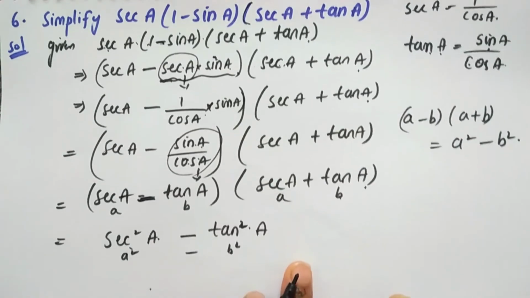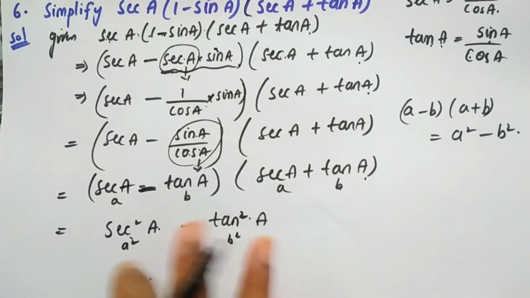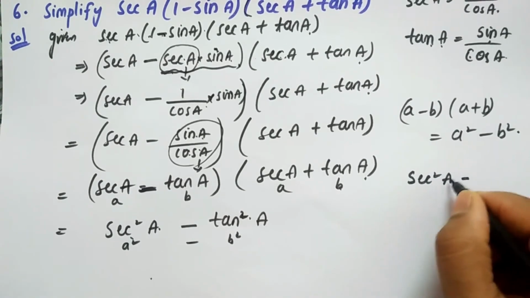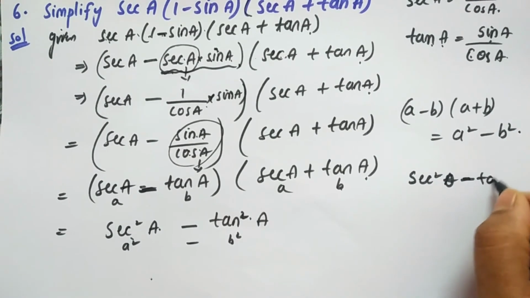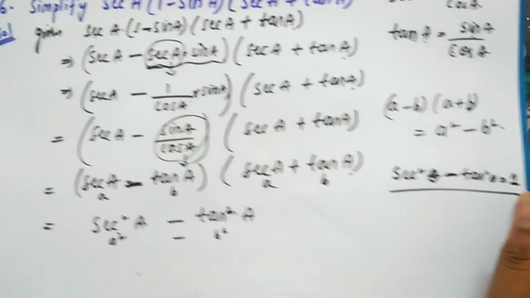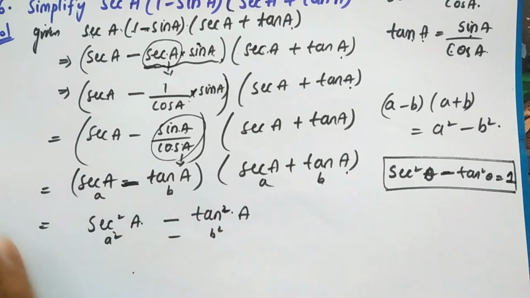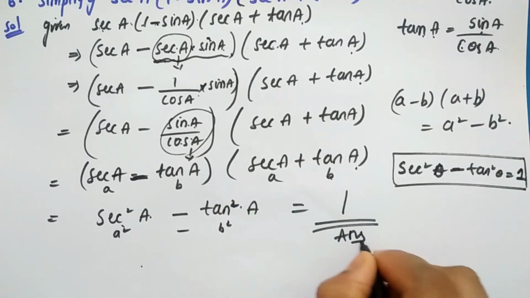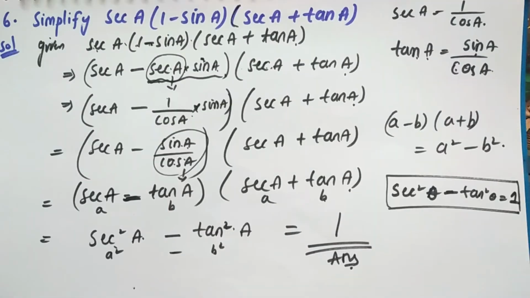Now, do we have any identity relating to tan and secant? Yes, we do have. That is secant square theta minus tan square theta is nothing but 1, right? So directly the answer is 1. So this is the simplified form.